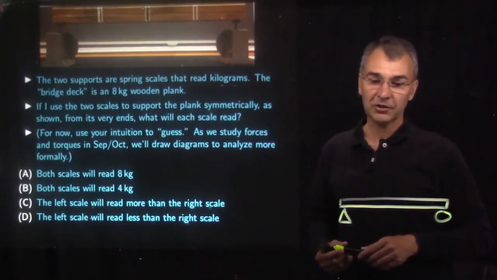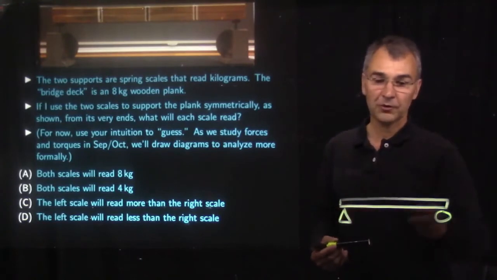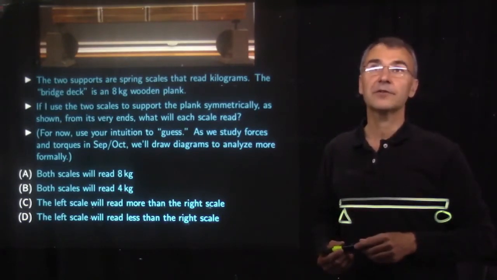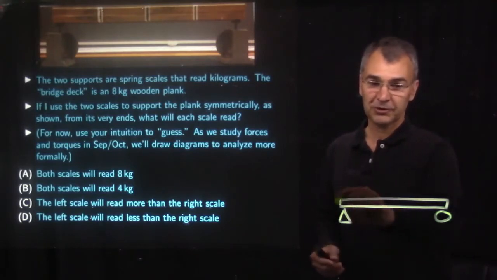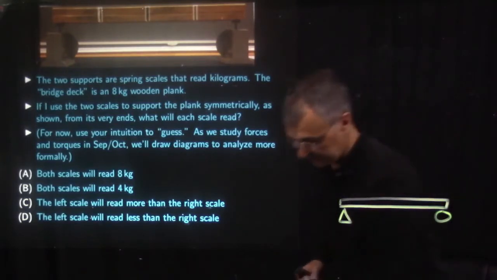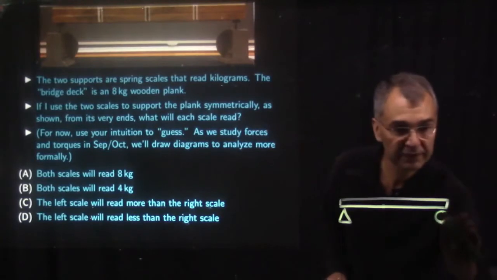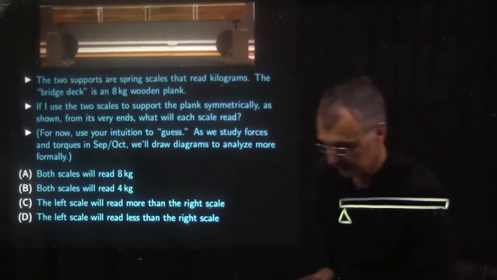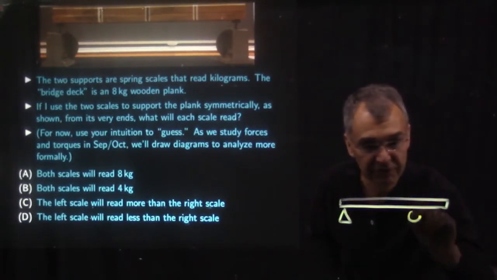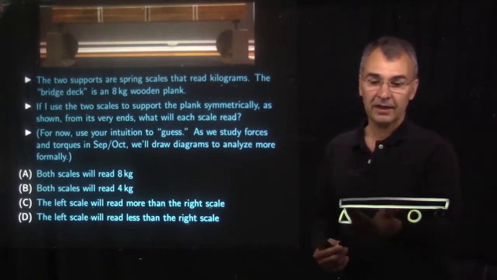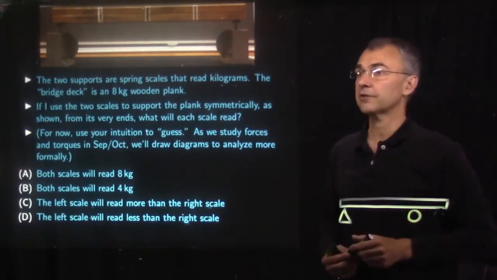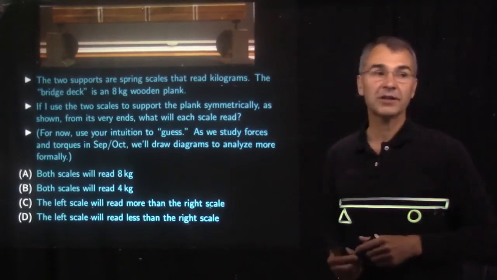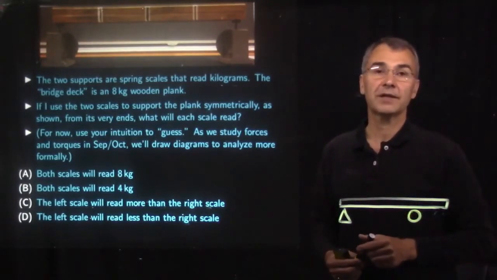And the question is, how is the load, the weight of the plank, shared between the two scales? First we're going to put the two scales at the very end, and then we're going to move one of the scales closer to the center, and we'll ask, how does what the two scales read change as we move one of these scales around? And maybe how do the two readings together relate to the weight of the plank?